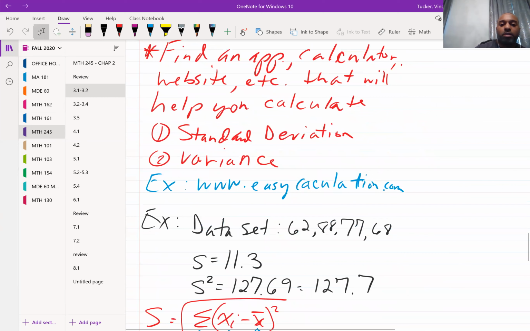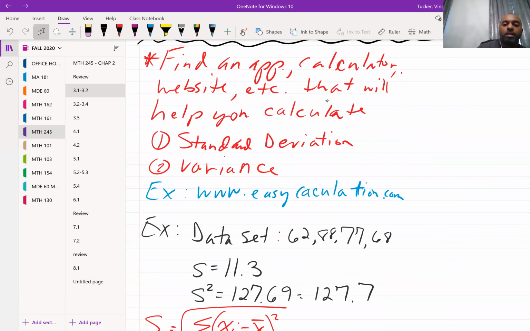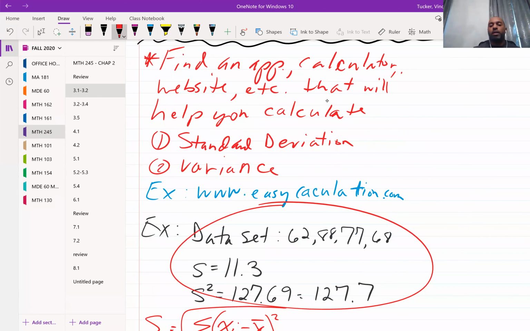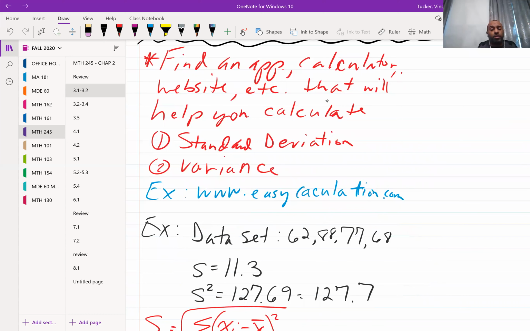All right. So here is a data set that you can use just to verify your app. We got 6, 2, 8, 8. Guess I'll just take a picture of it.